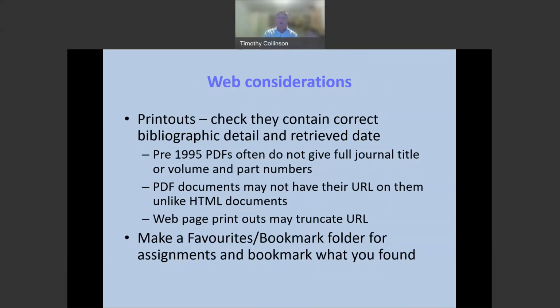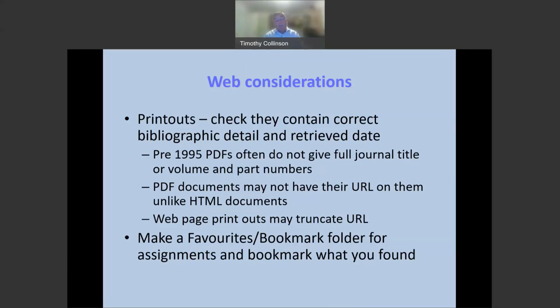Pre-1995, which is getting a bit old for things to reference, but you might need to do that. They often don't give the full journal title or volume and part numbers, so make sure you're making a note of that. If you've got a PDF document, they may not have the URL printed on them, unlike HTML documents. But web page printouts might truncate the URL as well, so just watch out for that and make sure you're getting all the details down.